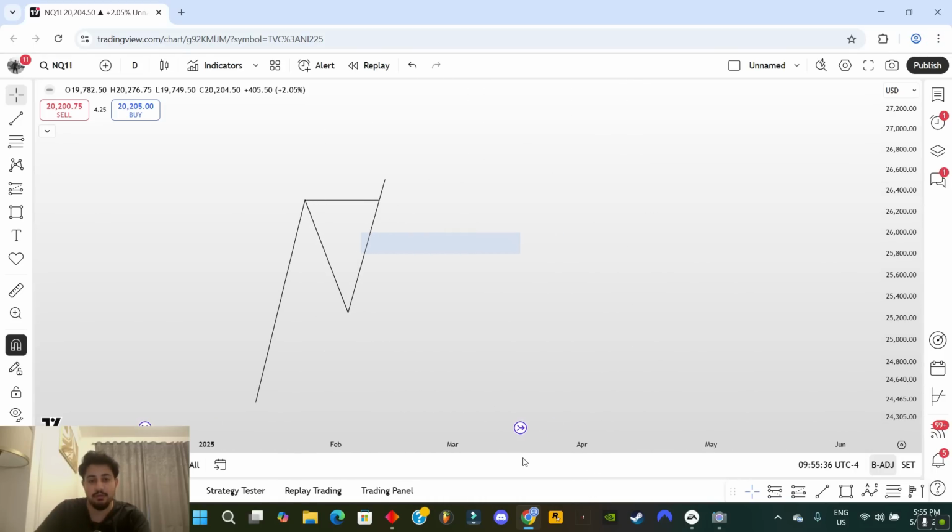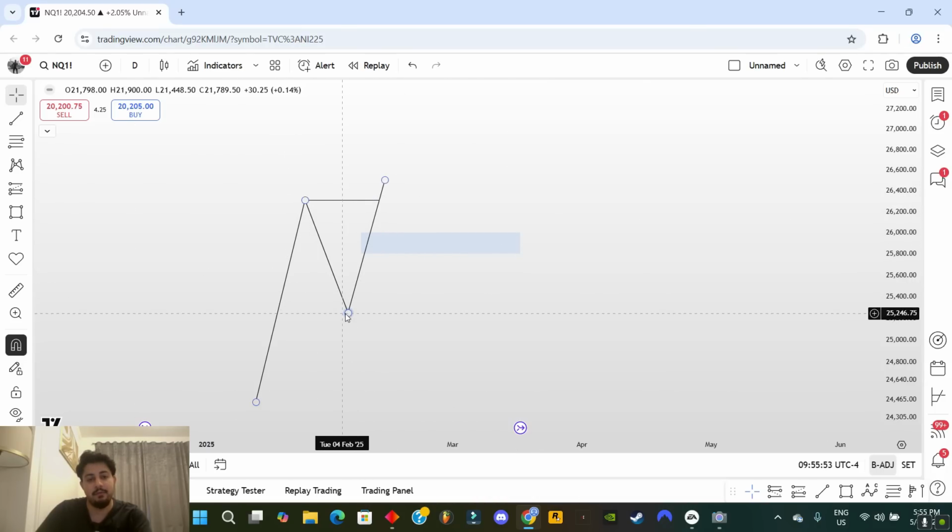So over here, you can see the daily time frame, or this could be on the lower time frame as well. It's not really designed to be on the daily time frame only. So this could be 4 hour, could be 1 hour as well. But let's stick to the daily time frame for now. So let's say that on the daily time frame, we sweep out this high over here.